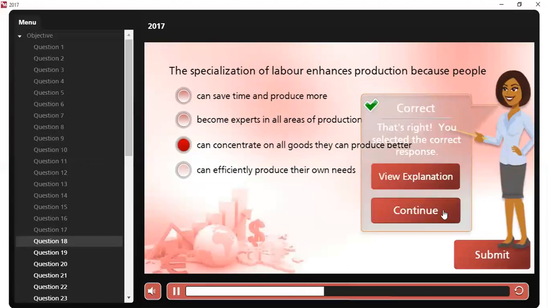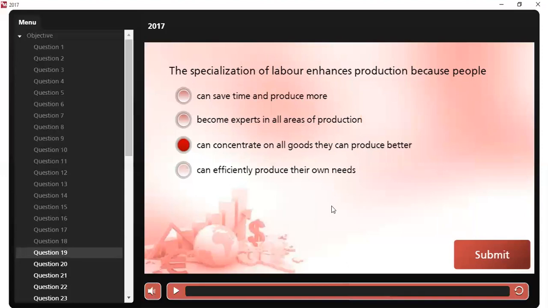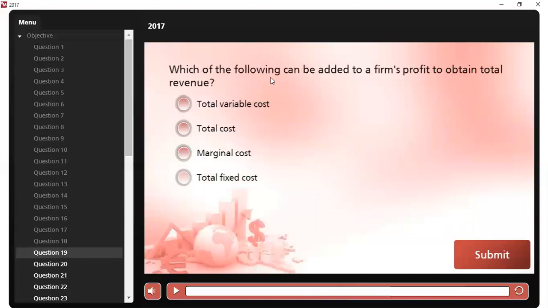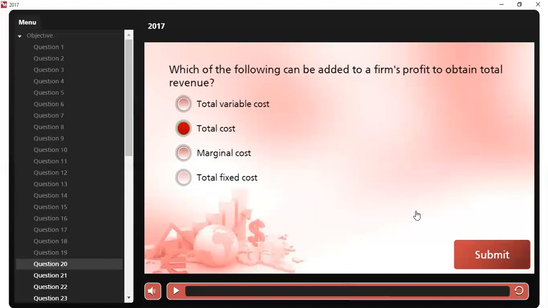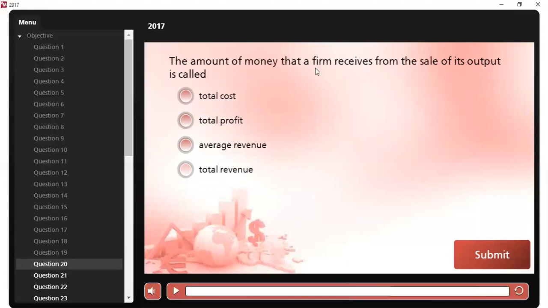Okay. Question number 19. Which of the following can be added to a firm's profit to obtain total revenue? Yes. Total cost plus profit will give total revenue. So it has to be total cost. Question 20. The amount of money that a firm receives from the sale of its output is called total revenue. That's option E.